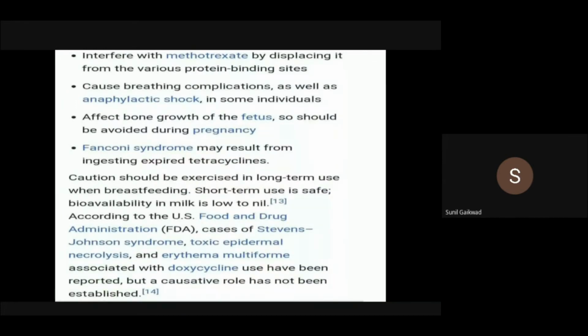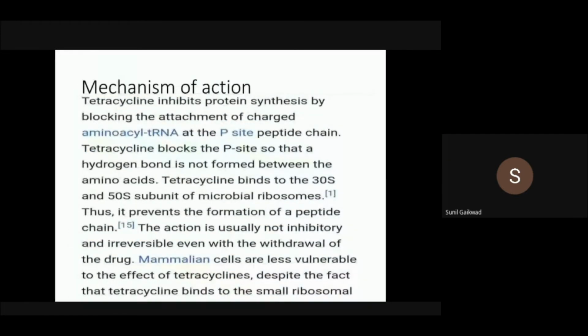According to the US Food and Drug Administration, cases of Stevens-Johnson syndrome, toxic epidermal necrolysis, and erythema multiforme associated with doxycycline use have been reported, but a causative role has not been established. So here is the mechanism, but we have a short time, so I'm not properly explaining it.